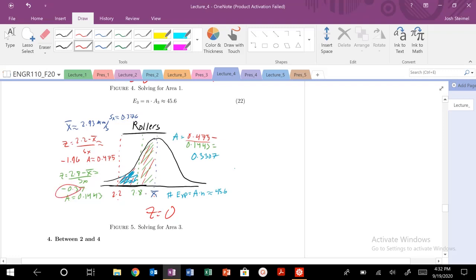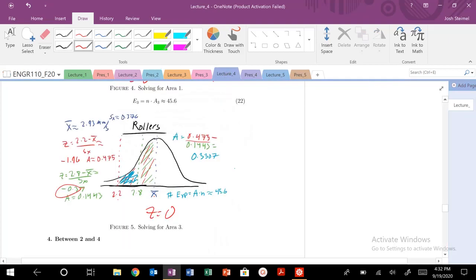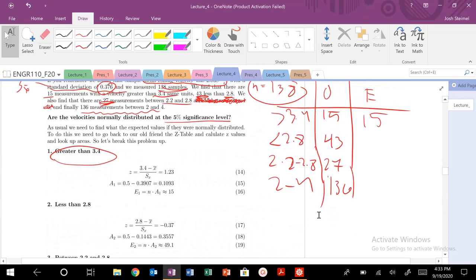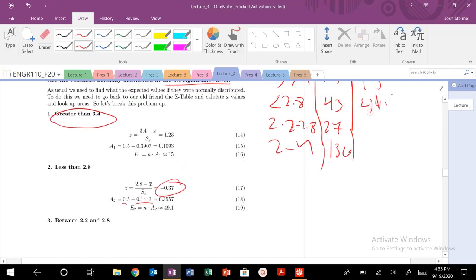So if I want every value less than 2.8, all I'm going to have to do is go to 0.37, 1.433. As you can see back here, this area from z equals 0 to 0.37 is 1.433. So if I want everything less than 2.8, I'm going to do the same thing: 0.5 minus 0.143. You can see that back up here as well. So 0.5 minus everything less than this probability here, multiplied by the number of samples. So my expected number is 49.1.